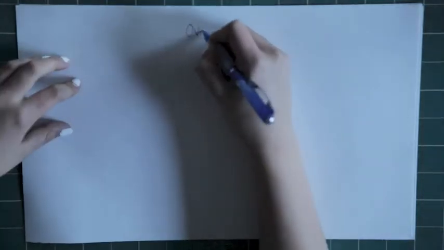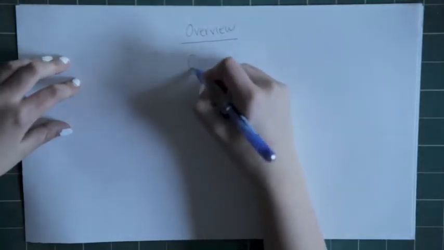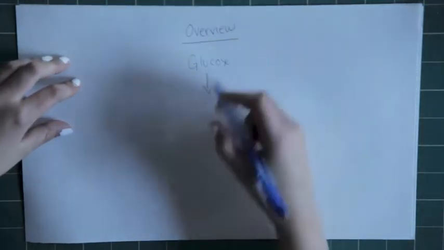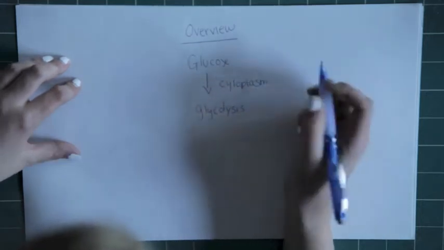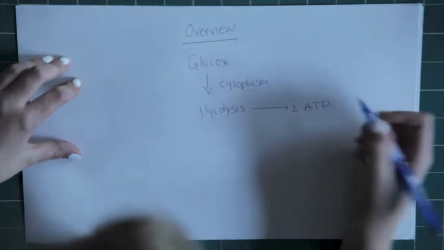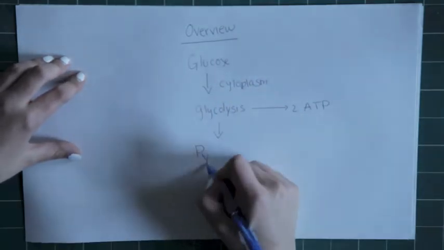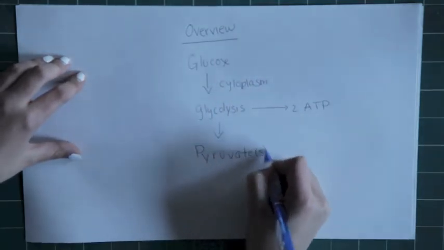Okay, today we'll be talking about cell respiration. Let's begin. So first we're going to start with an overview of what's going to be happening. First we're going to start with glucose, which will go through glycolysis in the cytoplasm. This will release 2 ATP molecules and produce pyruvates.